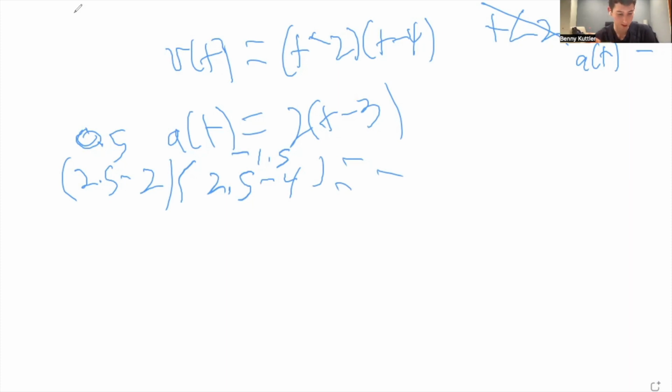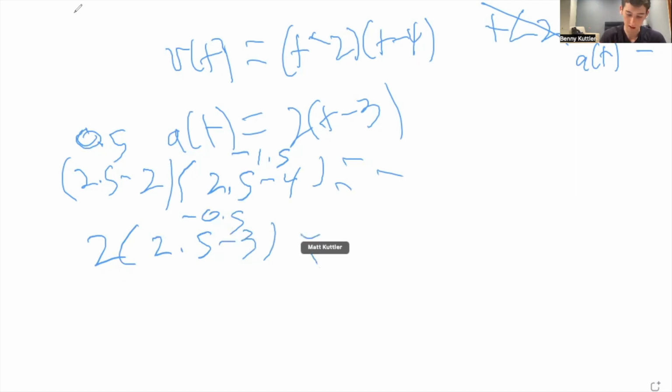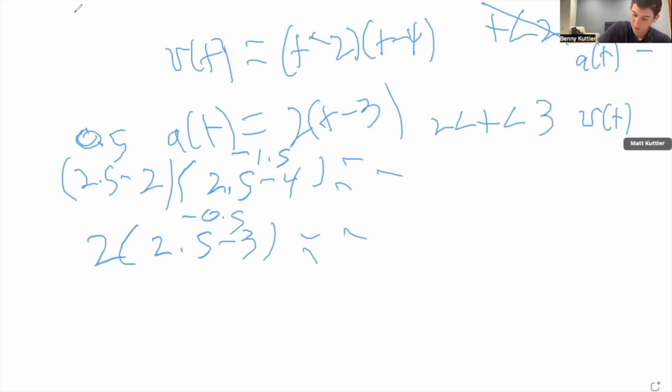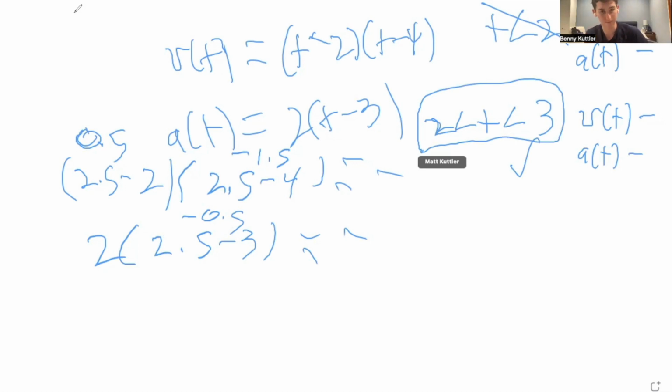So now let's look at our acceleration function. We have 2 times 2.5 minus 3, which is negative 0.5. Negative 0.5 times 2 is negative. Negative times a positive equals negative. So we know that when t is between 2 and 3, the velocity is negative and the acceleration is negative. So this works. We're going to want to circle this to come back to in our answer.